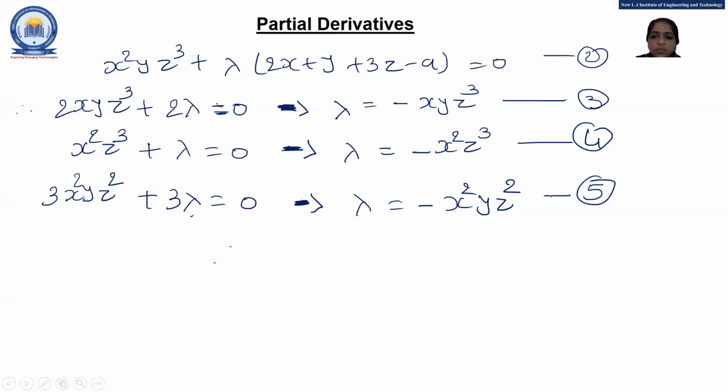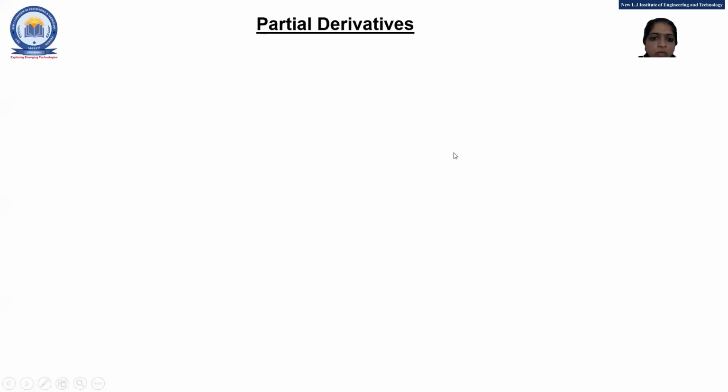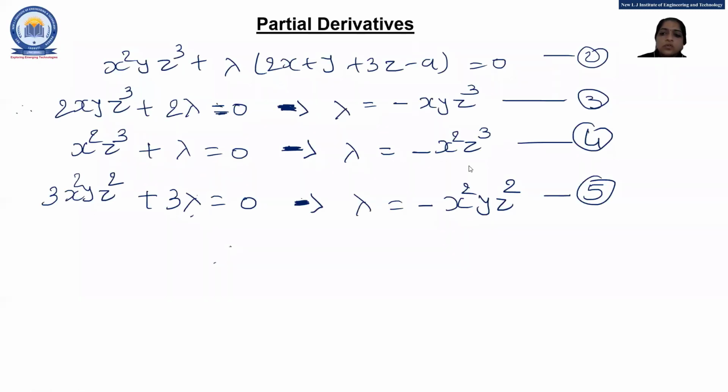Okay. So do you have any doubts, students, till equation 5? If you have any doubt, please let me know in the chat box. Okay.